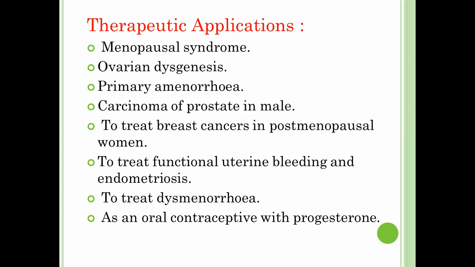The next point is primary amenorrhea. In this disorder, again, this hormone is applicable. Amenorrhea means absence of menstruation. So in the treatment of primary amenorrhea, estrogen is applicable. The next one, carcinoma. Carcinoma is a type of cancer. Do you know about carcinoma?